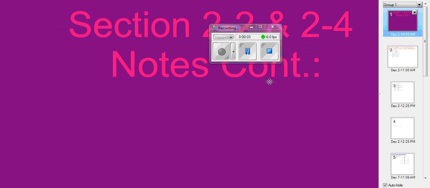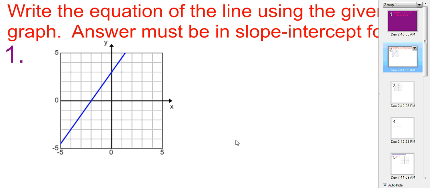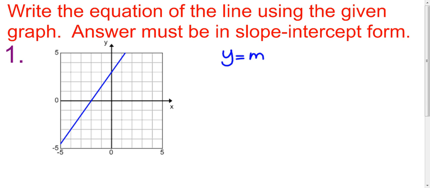All right, in this first lesson on section 2.4, we are going to look at finding equations of lines from a graph. The easiest way to find an equation of a line from a graph is to get it in y equals mx plus b form. In order to do that, we need to know the slope and the y-intercept. In this particular graph, I can see that the y-intercept is at 3. So this tells me my b is 3.